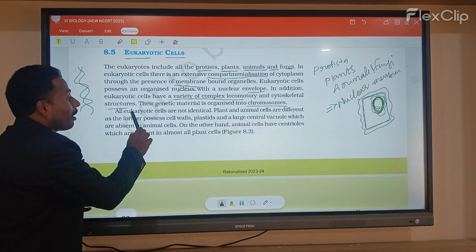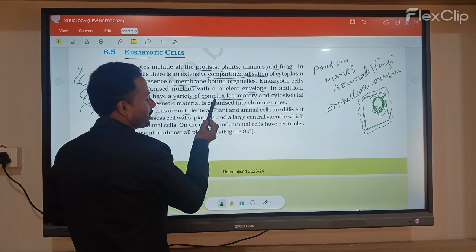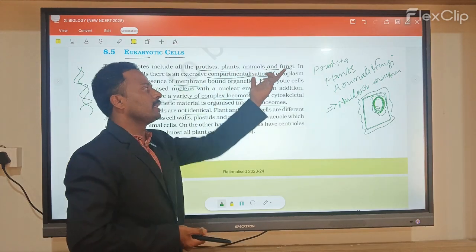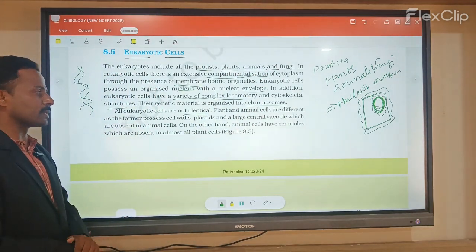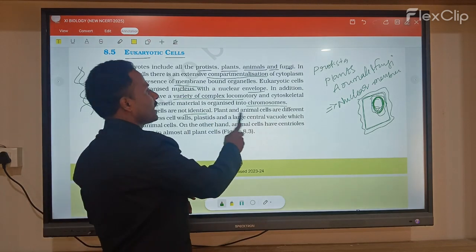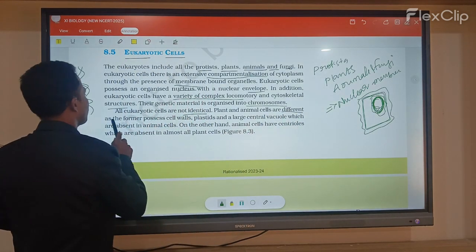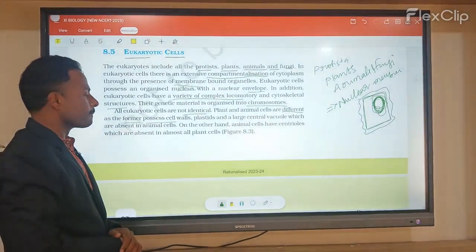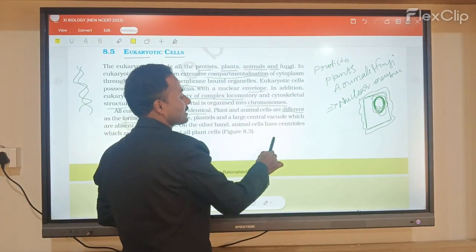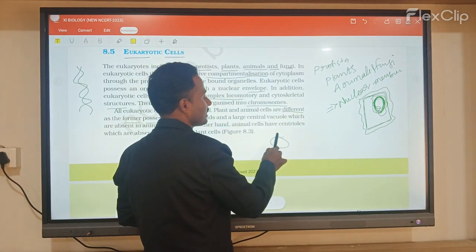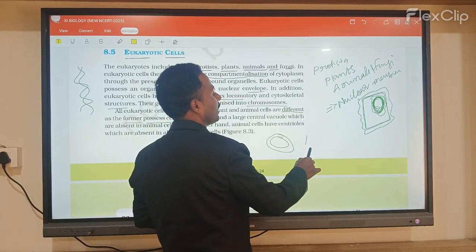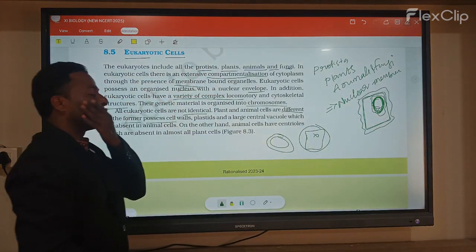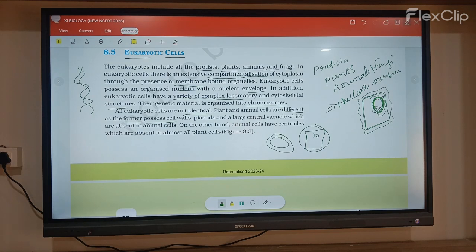Now, all eukaryotic cells are not identical. Correct? Because protista is one group, and then plants, animalia as well as fungi. These are different groups. Plants and animals differ in the cell wall. Mostly the plant cell has a cell wall present, but the animal cell does not have a cell wall.